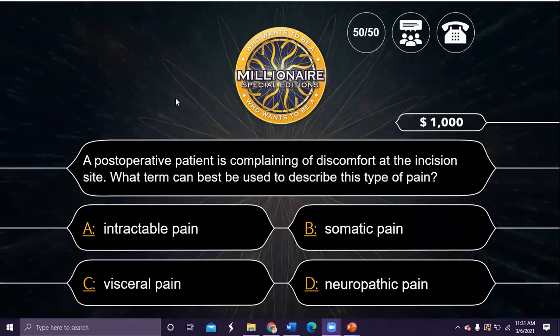A postoperative patient is complaining of discomfort at the incision site. What term can best be used to describe this type of pain? Intractable, somatic, visceral, or neuropathic? Somatic?